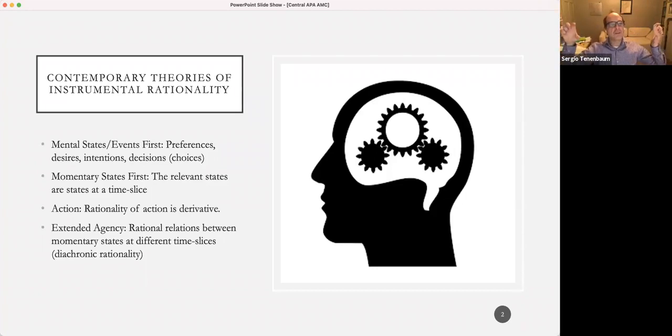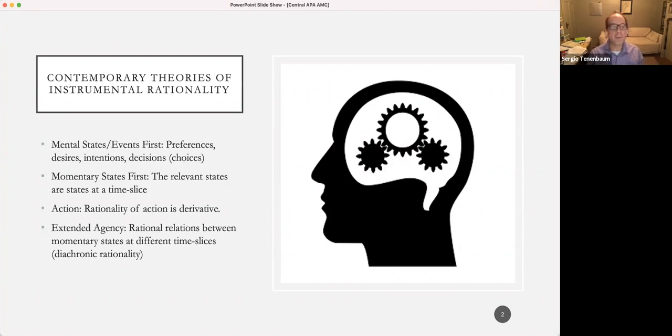I'm going to just give, so here's kind of my target, as it were. It's contemporary theories of instrumental rationality. Contemporary theories of instrumental rationality are what you can call mental states or events first. They take the central concepts or ontological categories to be mental states or events like preferences, desires, intentions, decisions, choice. So in orthodox decision theory, preferences and decisions are the central topic. Sometimes in more informal instrumental theories of rationality, desires and intention take the same role.